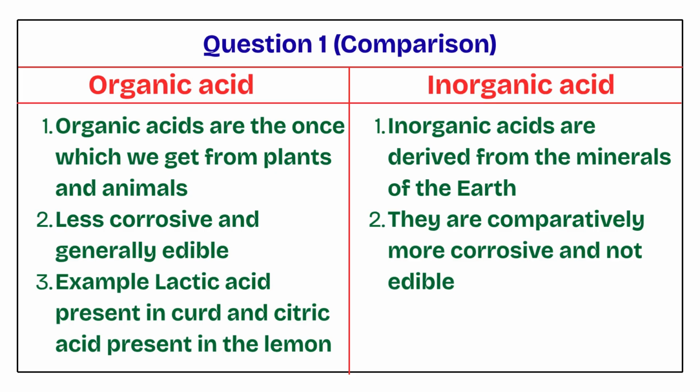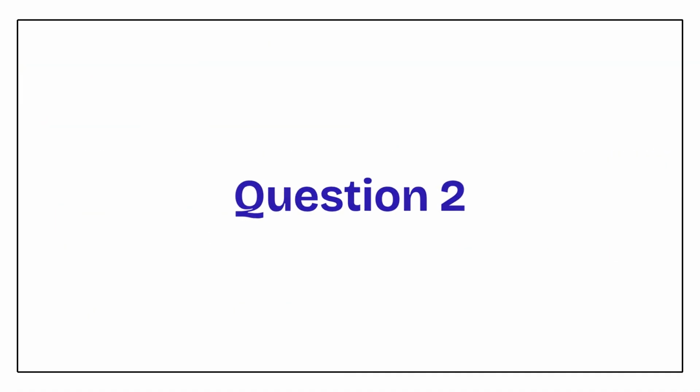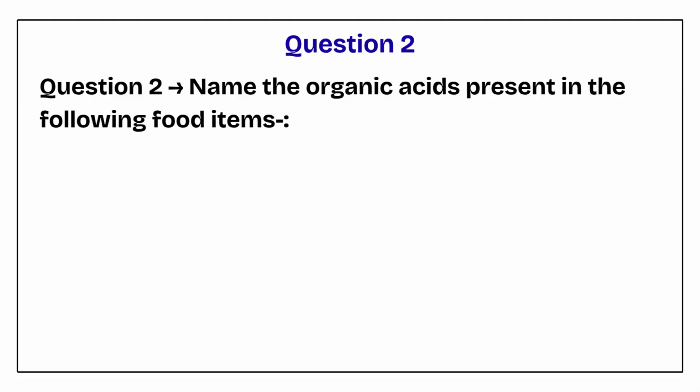They are comparatively more corrosive and are not edible. To give an example, the hydrochloric acid, which is HCl, the sulfuric acid, which is H2SO4, the nitric acid, which is HNO3. The next question. Name the organic acids present in the following food items.